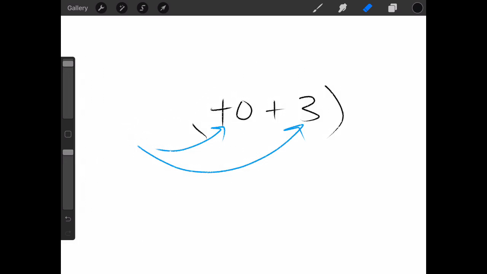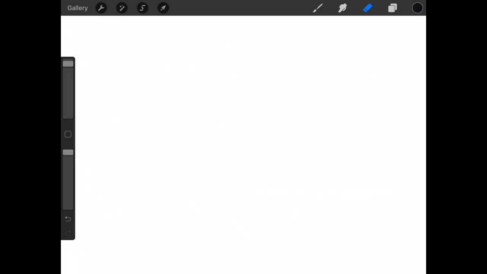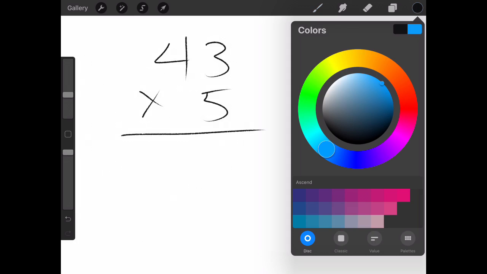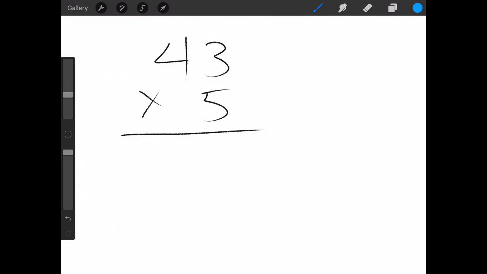I don't make the students write those steps out every time. They can just show it like this. We have a number like 43. We're going to set it up vertically, 43 times 5, and do the same thing as I just showed you. 5 times 3 is our first problem that we're going to solve. That gives us 15. This is called a partial product because it's part of our product, part of our answer, but it's not our final answer.